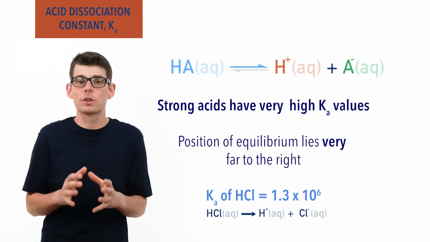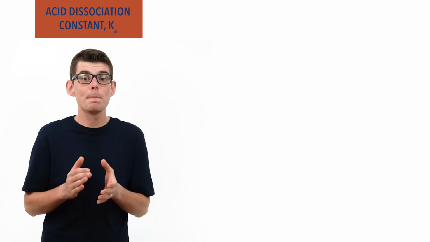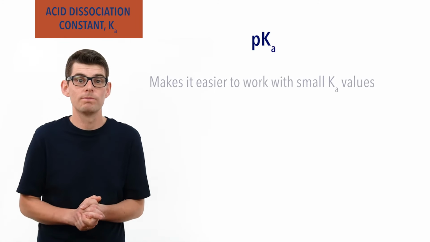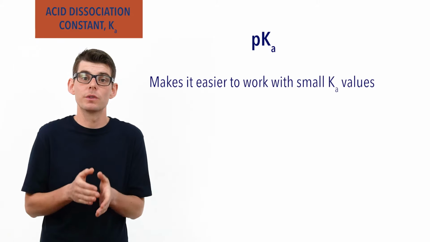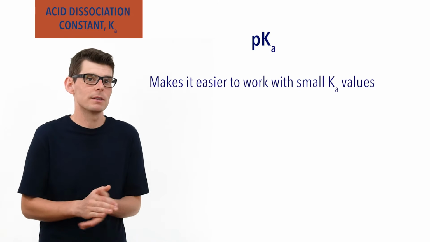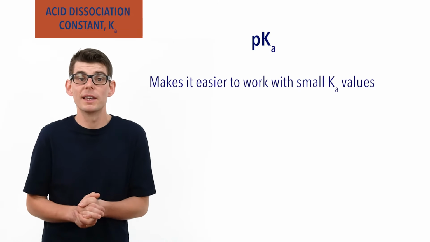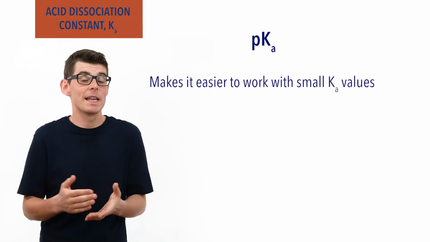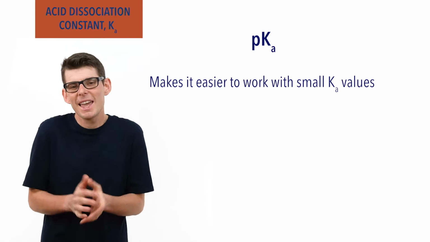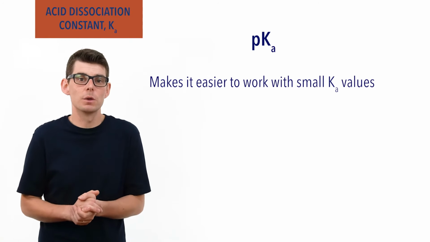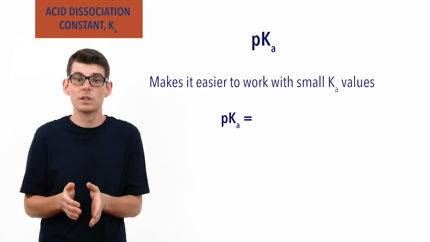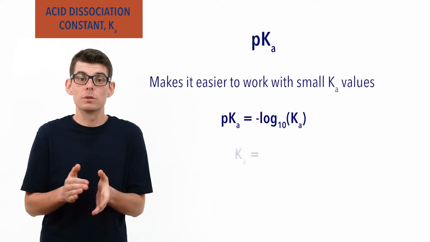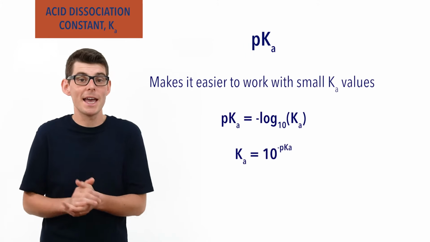As Ka values can be very small for weak acids, pKa is sometimes used to make the values easier to work with. pKa refers to the use of a logarithm of Ka to the base 10. Logarithms and their use have been covered in a separate video about the pH scale. Check the links in the description below. In short, the pKa value of an acid equals minus log to the base 10 Ka. And this means Ka of an acid equals 10 to the power minus pKa.